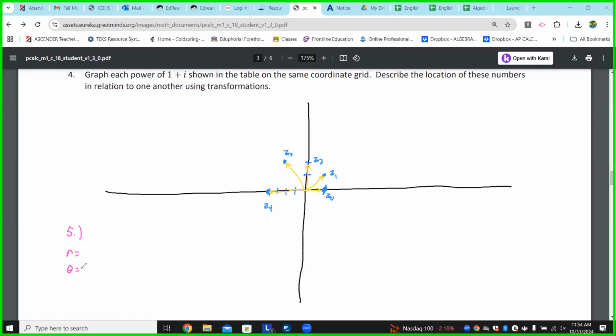That's an r. Oh, n on the notes, what's the degree? Whatever degree is given. Like for this one, the n would be 5 because this is 1 plus i to the 5th power. So the n in this case would be 5.